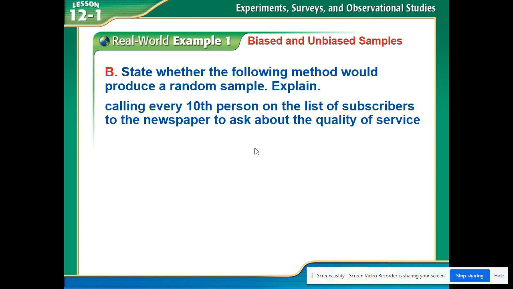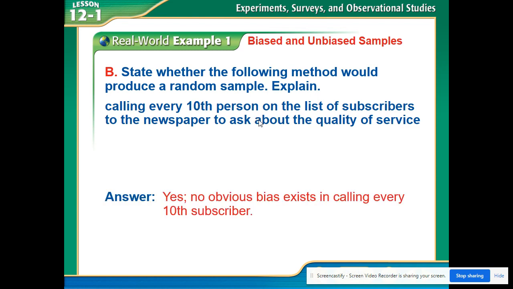State whether the following method would produce a random sample: calling every 10th person on a list. Calling every 10th person tends to be a random sample because you don't know who that 10th person is. So you're just asking about the quality of the survey. Just the simple fact that it's the list in the newspaper doesn't necessarily mean much, because that's the population you're trying to study. So you're calling every 10th person in the population. That brings us to the population: the population is the survey for the newspaper. What's the sample? It's every 10th person. They're not asking everyone, but they're doing enough of it to hopefully get an idea of what everyone is.